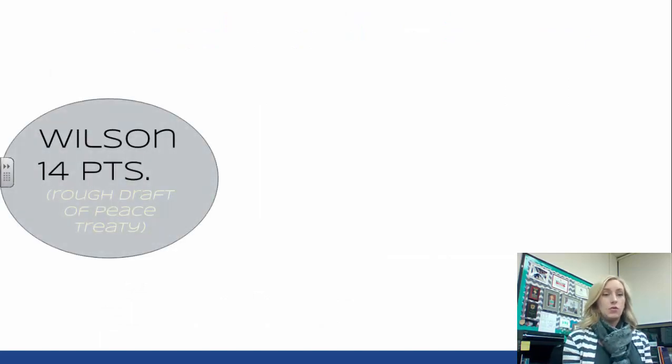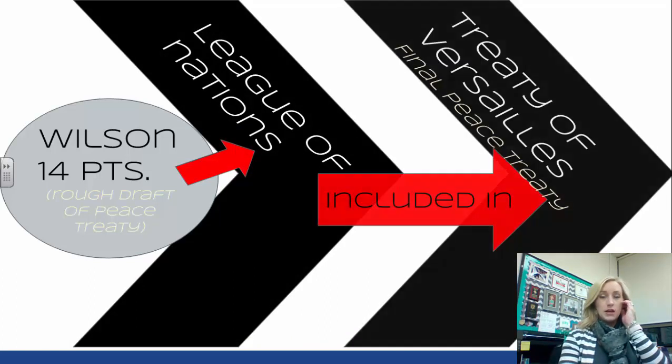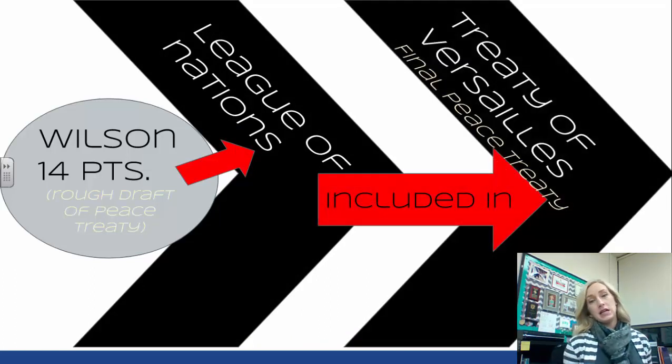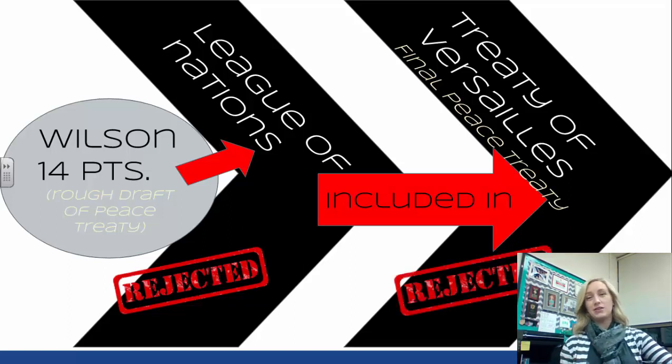So we have Wilson's 14 points, right? It's kind of like a rough draft of the Treaty of Versailles, the peace treaty, where he includes his League of Nations, right? That's the 14th point. And then the League of Nations was included in the Treaty of Versailles, which is that final peace treaty between Germany, the main central power, right, and all the Allies. Well, the Senate said, we didn't like your League of Nations before it was in the Treaty of Versailles, and now that it is in the Treaty of Versailles, including other things, we don't like that either.